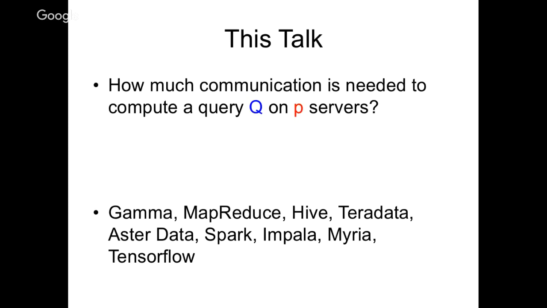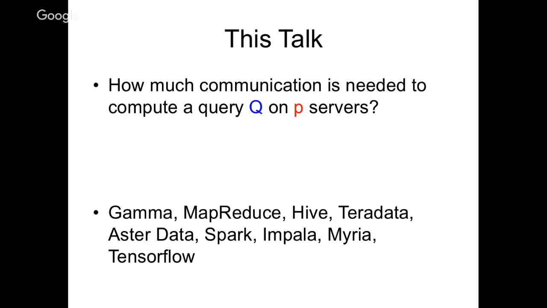The problem we are going to discuss is the following. We have data distributed on P servers that can communicate over a network, and we need to compute a query. And the question is, how much communication, how much data do we need to exchange in order to compute the query in parallel on these P servers?